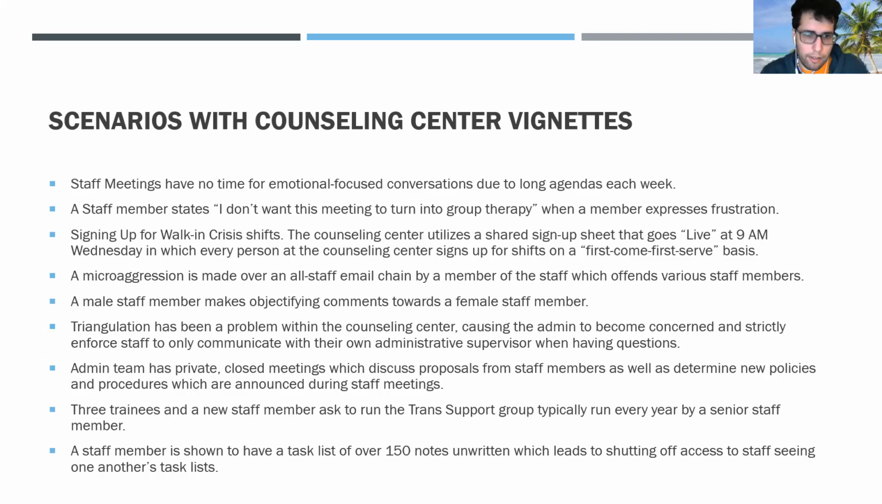Triangulation within the counseling center has always been problematic in different ways, right? People talking behind each other's back. So that often leads to people wanting to constrict communication, but sometimes by triangulating and saying, "Oh, we don't want to triangulate people," we can sometimes reinforce the triangulation itself.